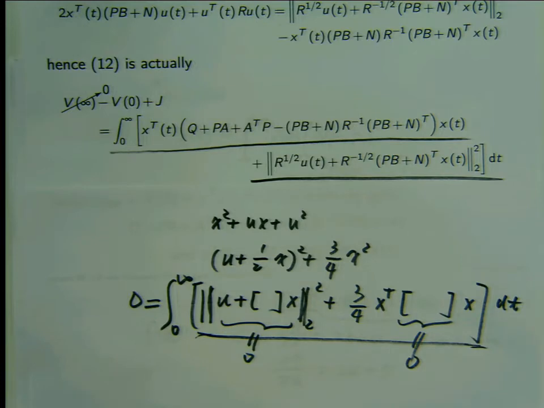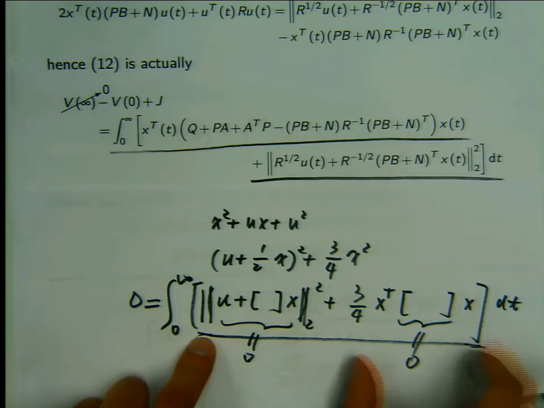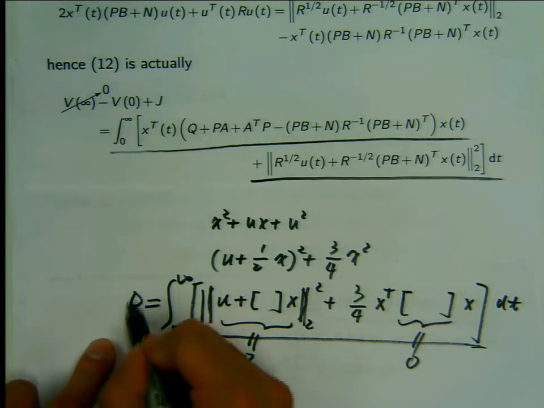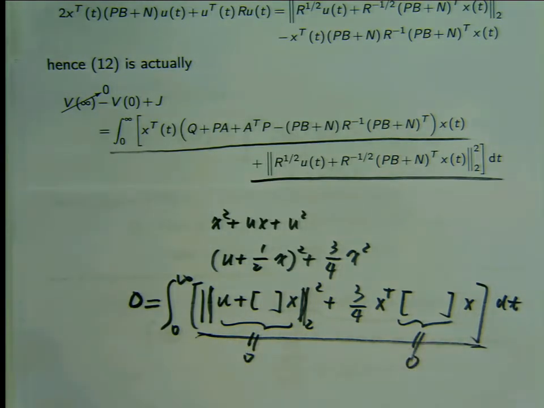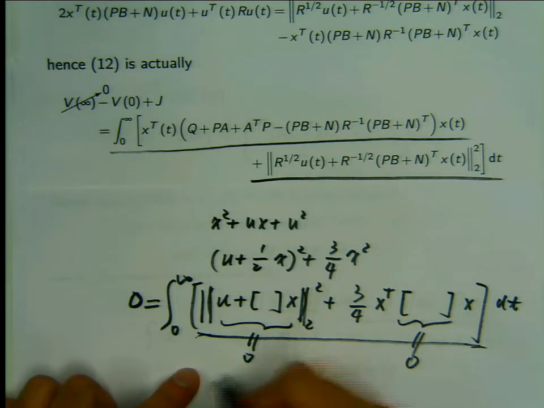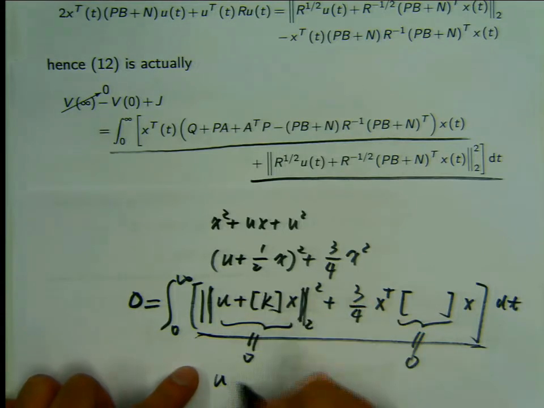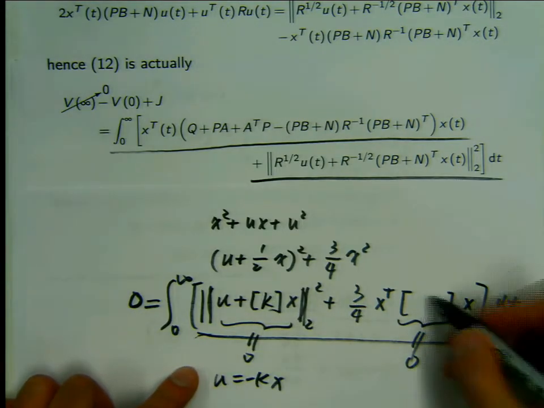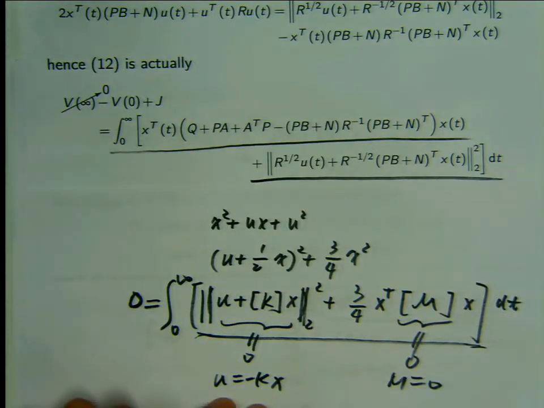So anyone has question about this part? If I have the integration of two square terms, which give me a result of 0, then inside, these guys have to be 0. No, if u equals, let's say if this matrix is K, and this guy is some matrix product, let's say M. As long as M is 0 and u equals this, then it's fine.